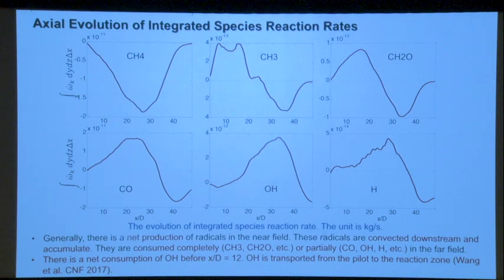And so generally what we find is that in the near field, up to about 20 to 30 diameters, there's a net production of radicals. And these radicals aren't consumed, but rather a lot of them are convected downstream or turbulently diffused, and they tend to accumulate downstream. And then downstream of about 25, 30 diameters, for example, methyl radical and formaldehyde are completely oxidized. So they're consumed.